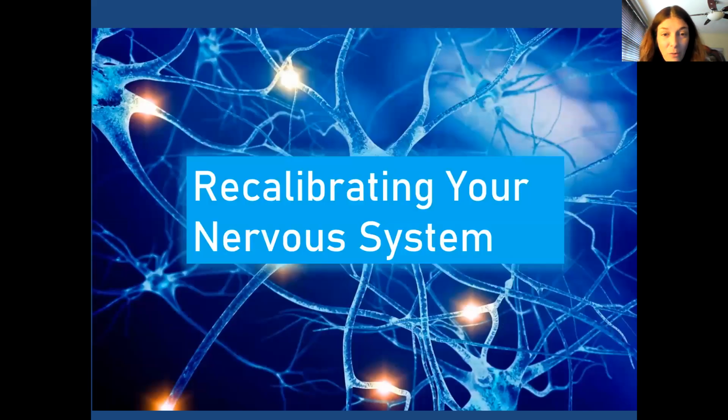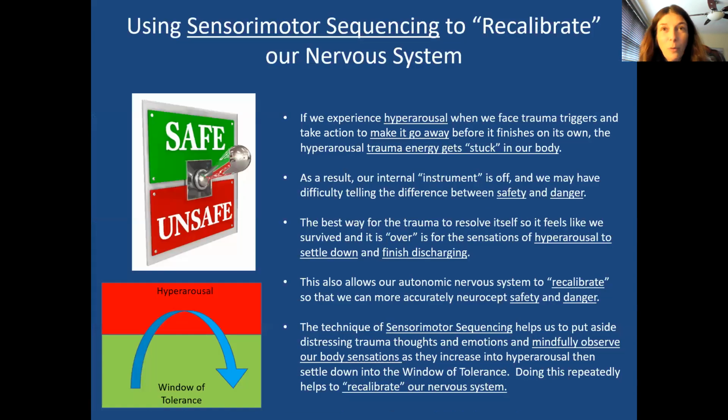Okay, so next one, recalibrating your nervous system. This was a really important one as well, because when our nervous systems are poorly calibrated because of trauma, we don't have a clear sense of what's safe and what's dangerous. It's like our meter's off, right? We might think certain things are safe when they're actually not safe, especially certain people or situations. And we might unwittingly put ourselves in harm's way.